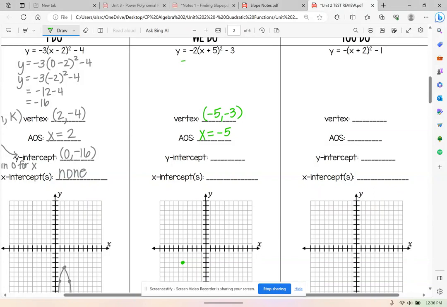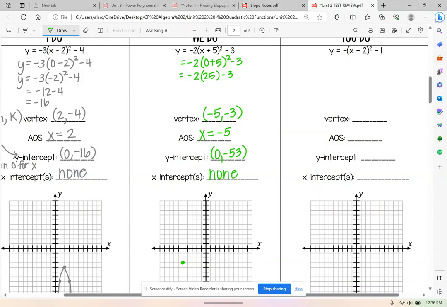How do I find my y-intercept? Plug in 0. So I have -2 times 0 plus 5, the quantity squared, minus 3. So I have -2 times 25, and I'm going to subtract 3. So my y-intercept is (0, -53). Clearly doesn't fit. Open up or open down? Down. So are you going to have any x-intercepts? Absolutely not. Make sure you put none. Do not put 0 there.